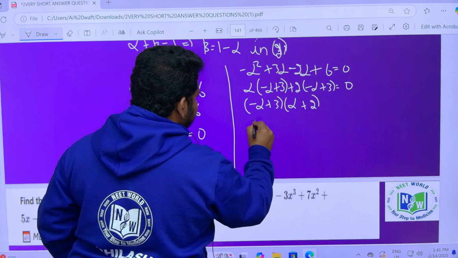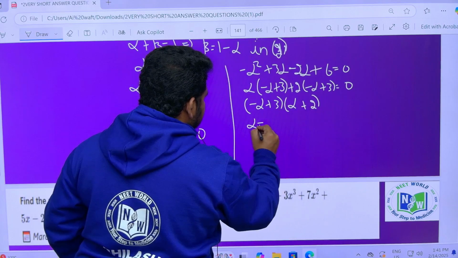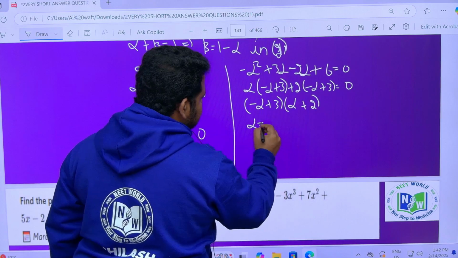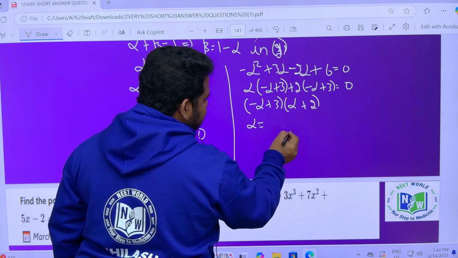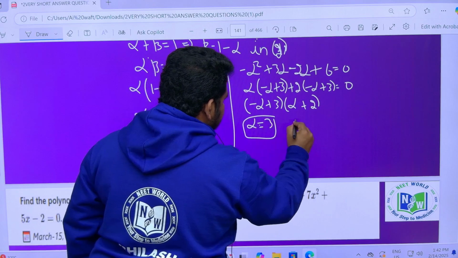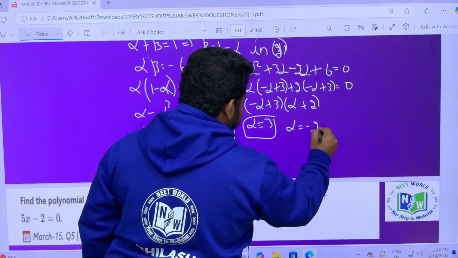So the alpha value will be: minus alpha plus 3 is equal to 0, so minus alpha will be equal to minus 3, so alpha will be equal to 3. Here alpha will be equal to minus 2.